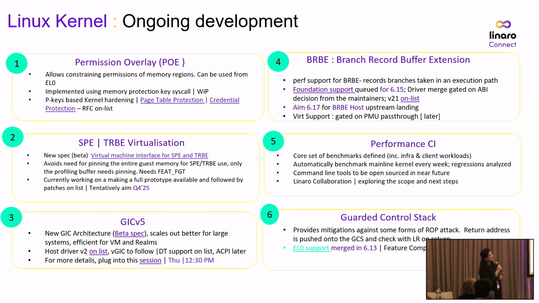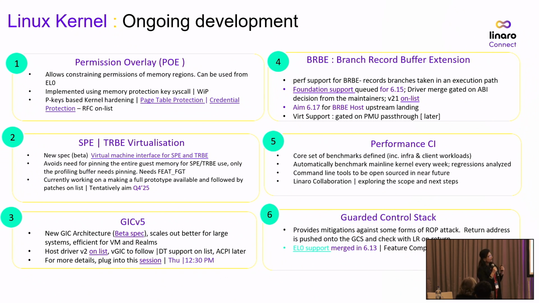Branch record buffer extension, this is a 9.x feature. We have the foundational support patches that were on list, and a major part of that has been queued for 6.15. There is some decision pending on ABI drivers, so that's something which will be picked up. We are aiming for 6.17 for the kernel landing on the host support side. And then for virtualization support, there have been background discussions. This is kind of gated on PMU pass-through mode, something which I'll cover in the later slides.